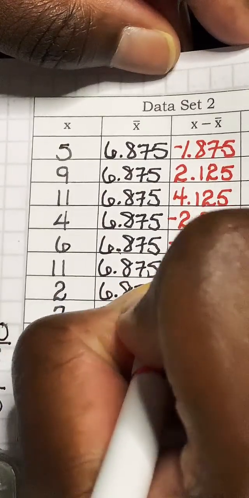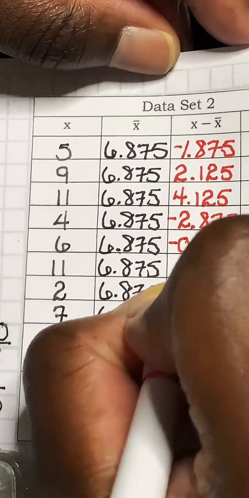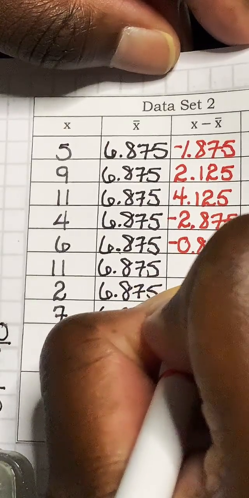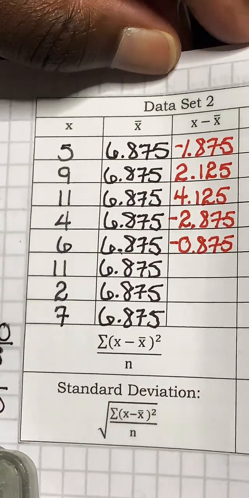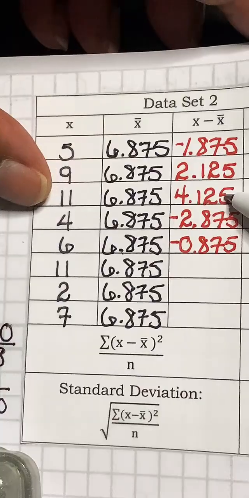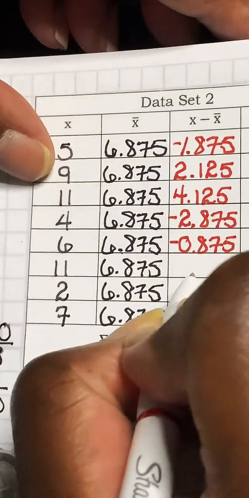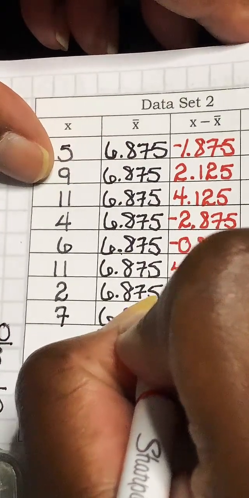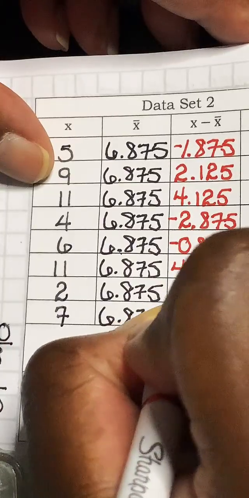Then we have negative 0.875. I don't even know why I calculated that. Since we already did the 11 up here, it's going to be exactly the same down here. So all you have to do is just recopy.